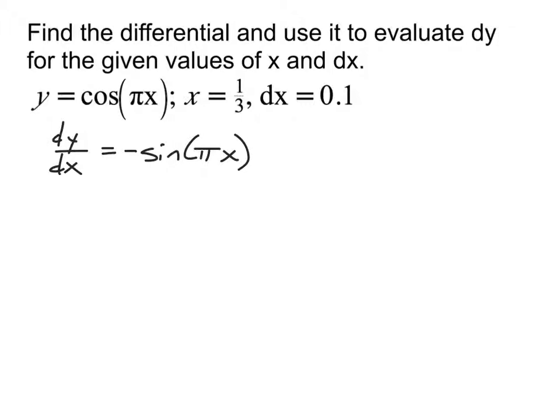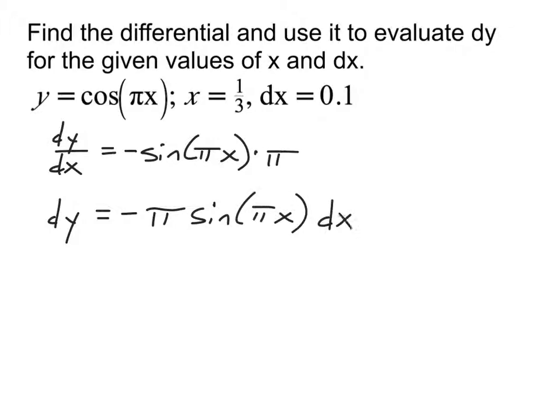So we find dy over dx. Many of you got negative sine pi x, but remember we still have to use chain rule with that. So I multiply by the derivative of the pi x, so it's going to be times pi. So we can then write it as the differential. I'll call that negative pi times sine of pi x dx. Now, some of you I know were intimidated because you saw this stuff here, right? But notice, the first step was just to find the differential. Okay, we did that. And now it says use it to evaluate dy.